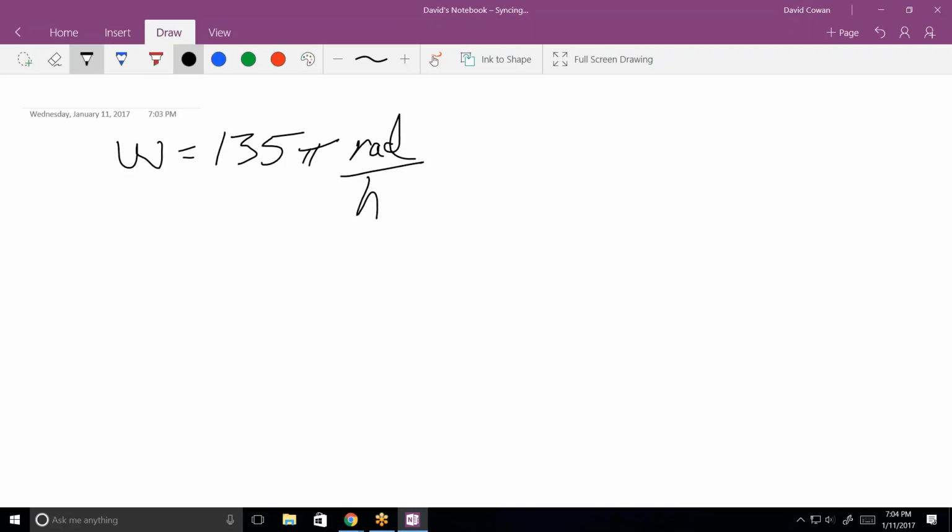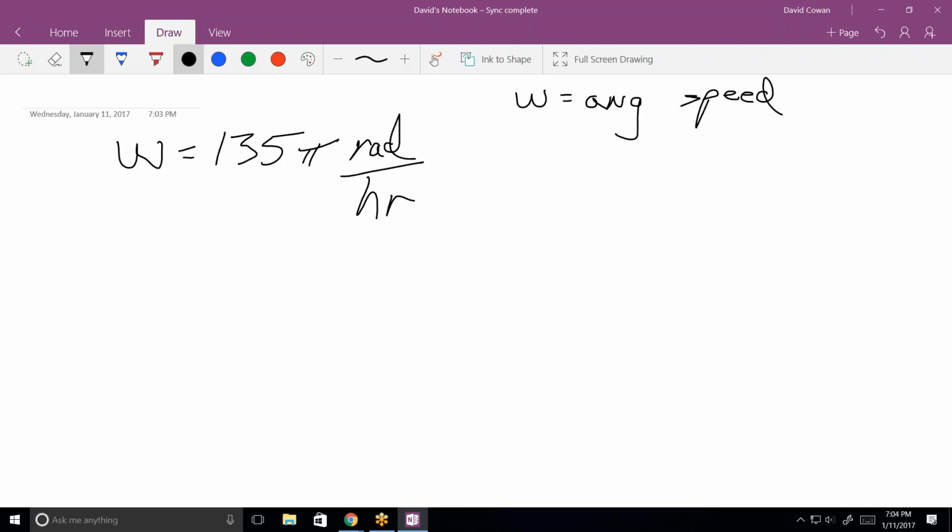Radians per hour? Okay. And W being? It doesn't give us what W is. Rotation rate. That's the angular speed. W is angular speed. In other words, if I have a wheel that I can turn twice an hour, its angular speed is 2 revolutions per hour.